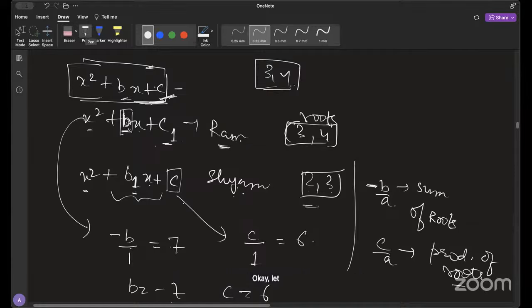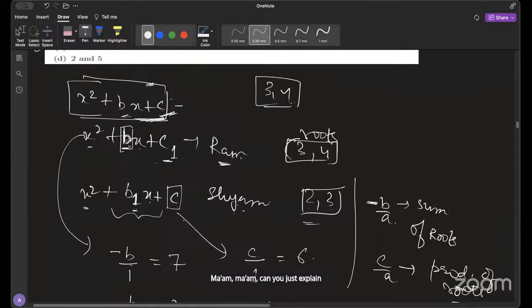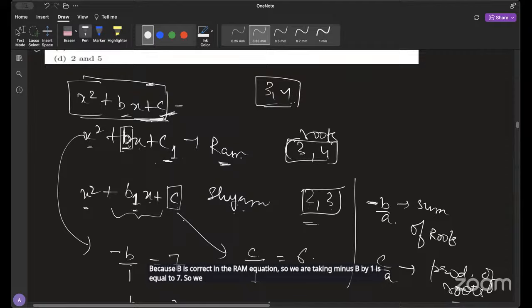Okay, let me clarify the question. Can you first just explain the question to him? Yes, because that's what I'm going to do. Can I answer for Shivam Mishra? Please go ahead. If we are taking minus B from Ram, because B is correct in the Ram equation, we are taking minus B by 1 is equal to 7. So we are getting B right, because Sham has corrected it. The doubt is in the question itself.